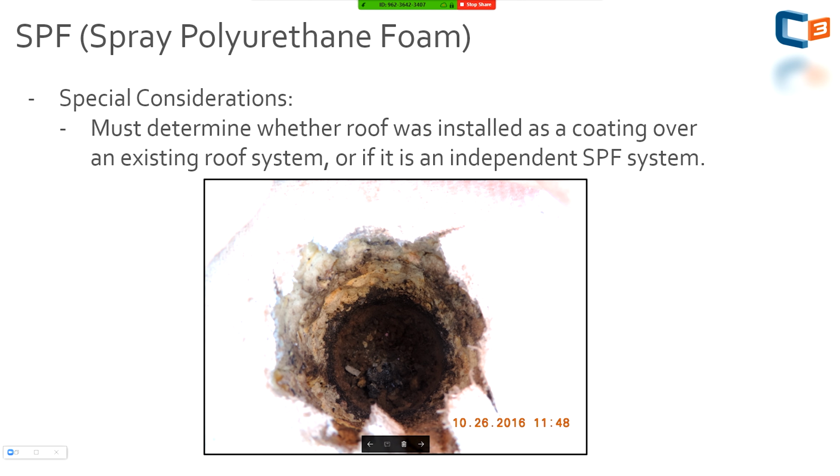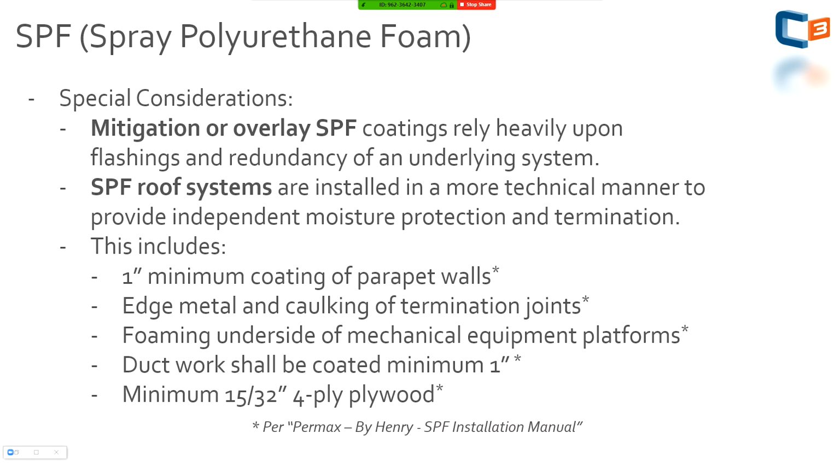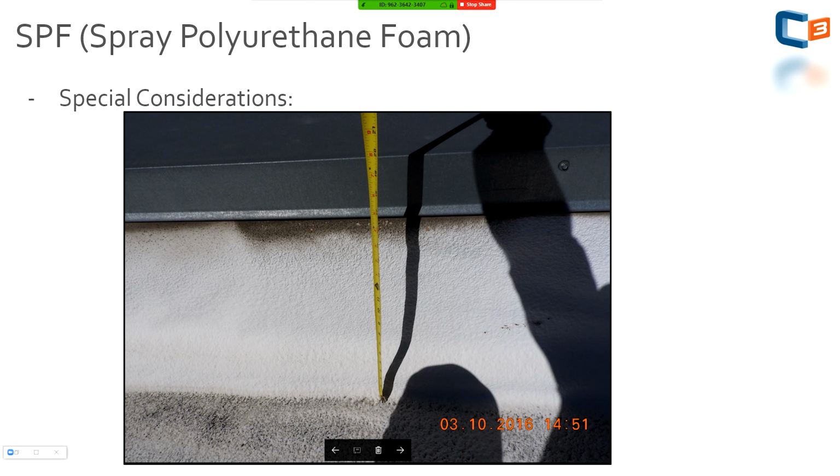But step one is this: just ask yourself, is it a system or is it just a coating over an underlying roof system? A big thing for that is to look at the requirements for a standalone system. If you look at the insulation specs for a system, they require a 1-inch minimum coating of parapet walls. A lot of the edge metal and caulking has to be applied at termination joints. Just all of these things. So look at the specs for a system, and you can backtrack and identify which one it actually is. Here's an example of that. We had SPF applied to this built-up, and you could actually see the granulated flashing of the older system's parapet transition visible.